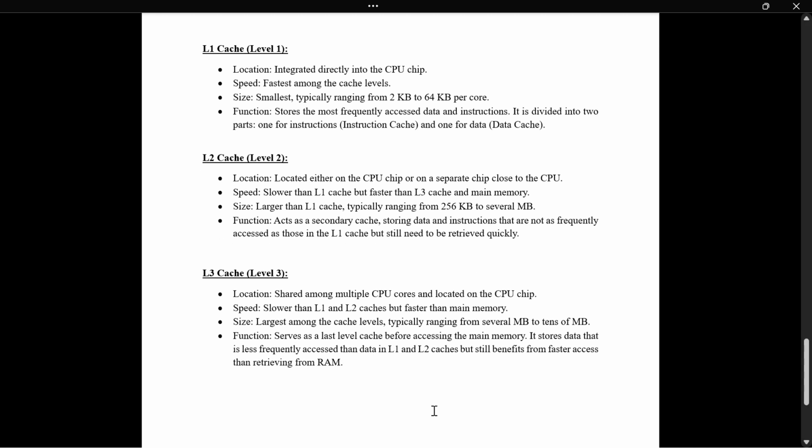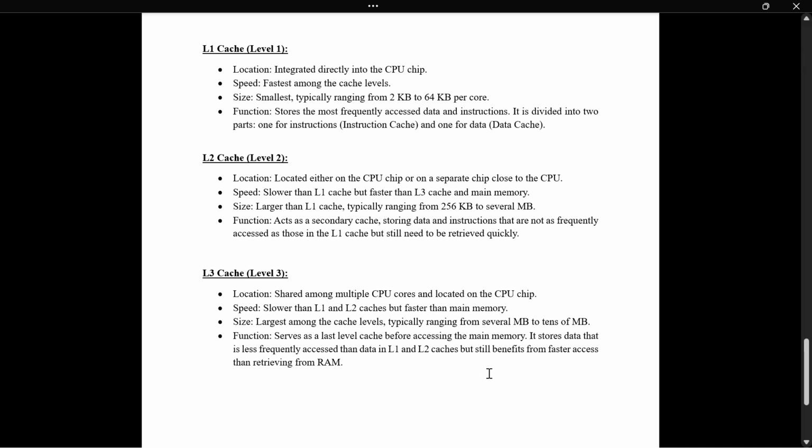L3 cache is shared among multiple CPU cores and located on the CPU chip. Speed: slower than L1 and L2 cache but faster than main memory. Size: typically between several MBs to tens of MBs. The main function is that it stores data that is less frequently accessed than the data in L1 and L2 cache but still benefits from faster access than retrieving from RAM.